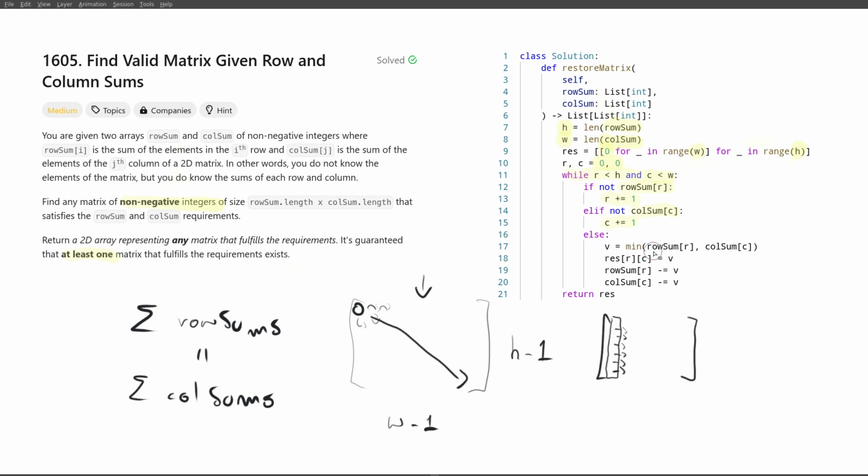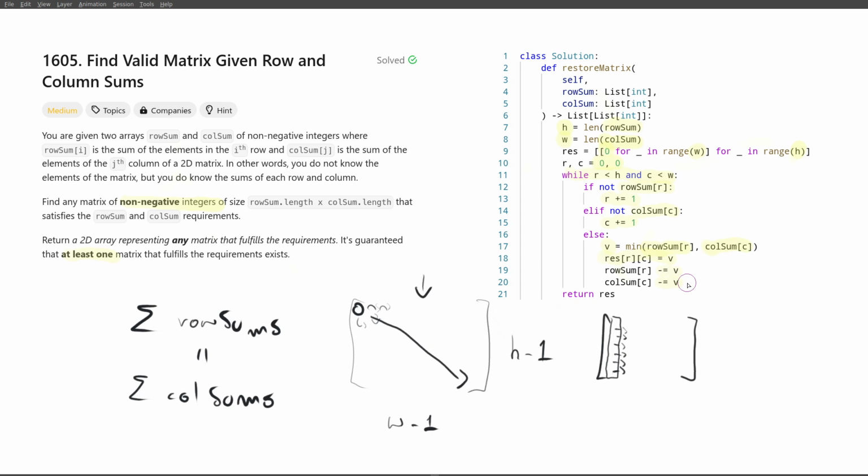Otherwise, we know that row sum and column sum are both positive, so we'll just put the minimum of those on our current position. And then we remember that this row and column now received a decrease by v, because that minimum, that v, is already accounted for by this value. And when we do it that way, by taking the minimum of those two values and subtracting it from both of those values, we make sure that at least one of those values becomes 0.